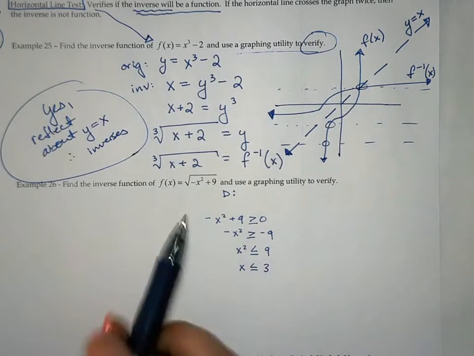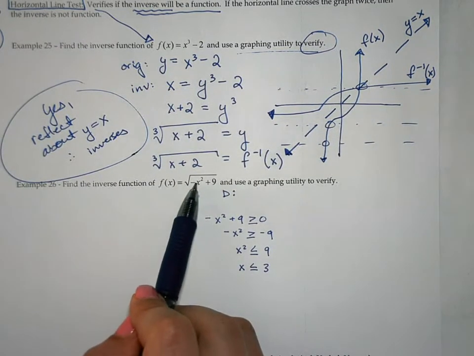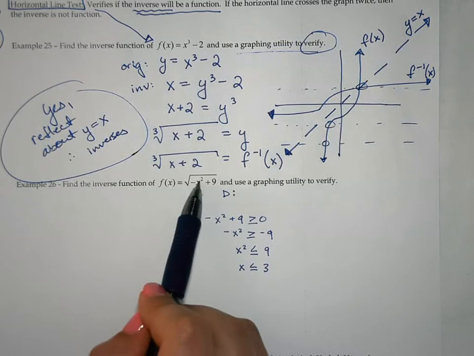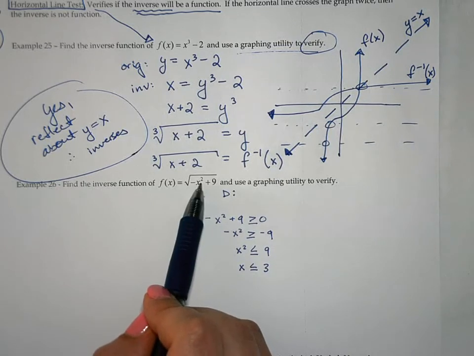So let's think about this. Put in a 3. We'll get 9 in the front. Negative 9 plus 9 is 0. That's okay. Put in a 2. That's 4, so that's still 5. That's okay. Put in a 1.